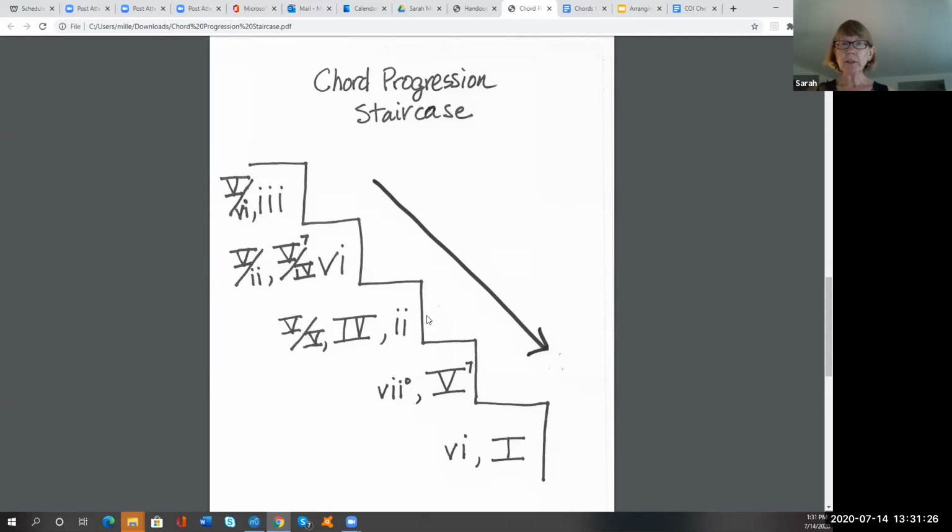We have 12 major chords. We have 12 minor chords. Yes, Kevin, we have 3 fully diminished 7th chords.